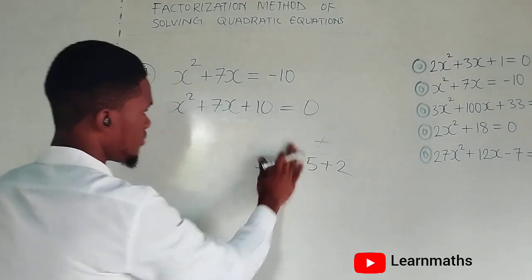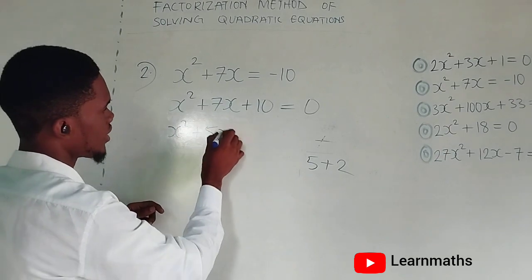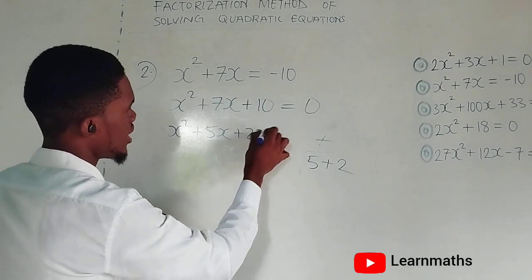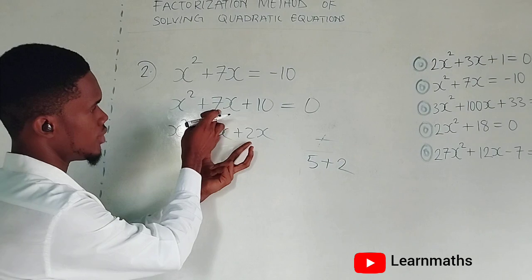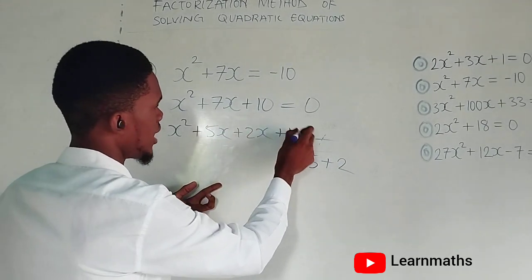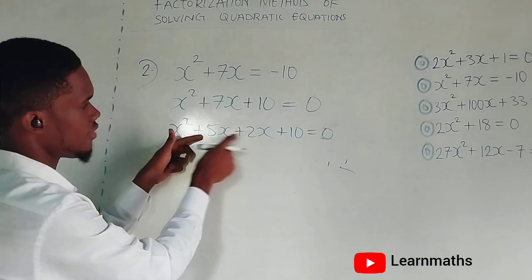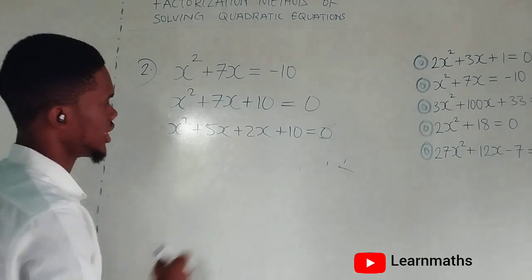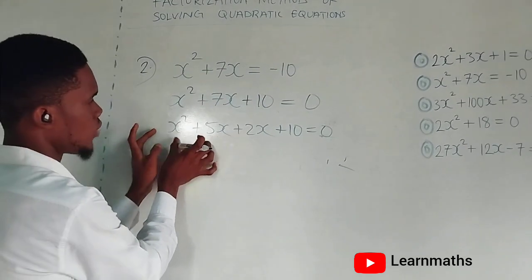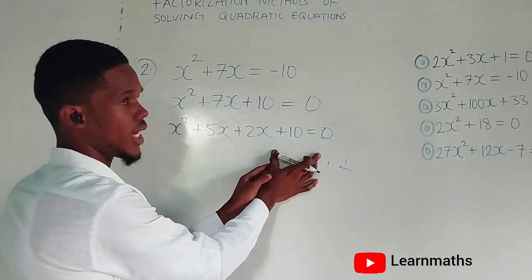So we are going to have this: x squared plus 5x plus 2x. Are you there? See how we replace this middle term 7 with 5 and 2, right? Then plus 10 equal to 0. As you can see, nothing really changed, this 5 and 2, total 7x, nothing changed there. Now we have 4 terms, 1, 2, 3, 4. So we can factorize the first 2, also factorize the other 2.